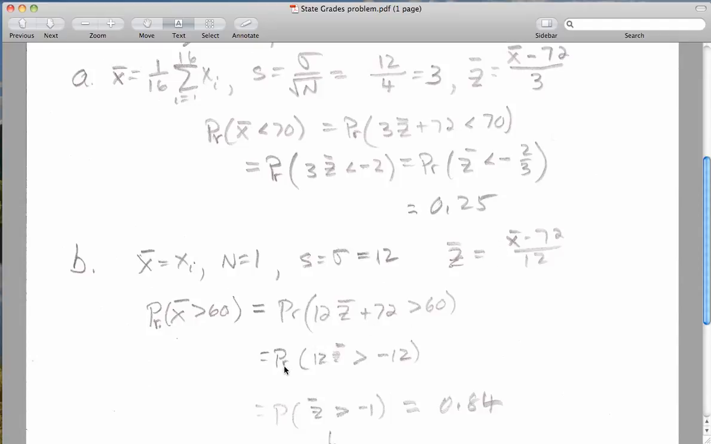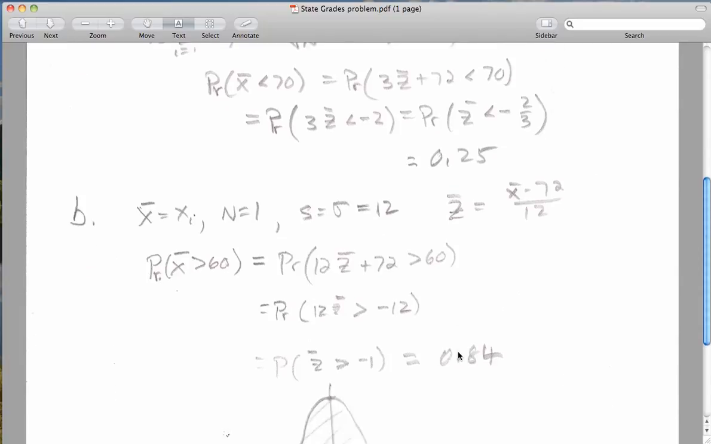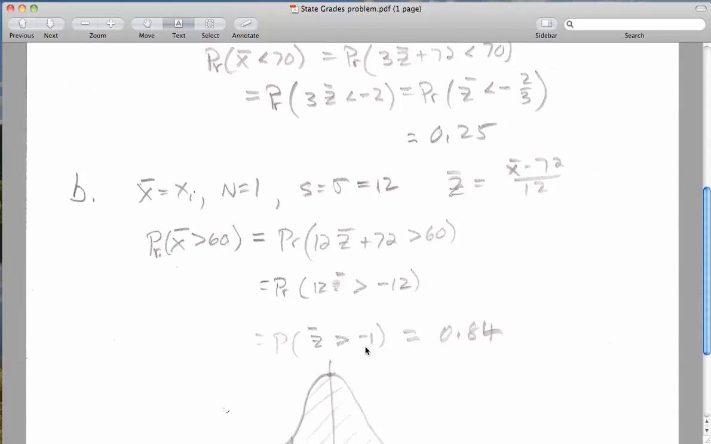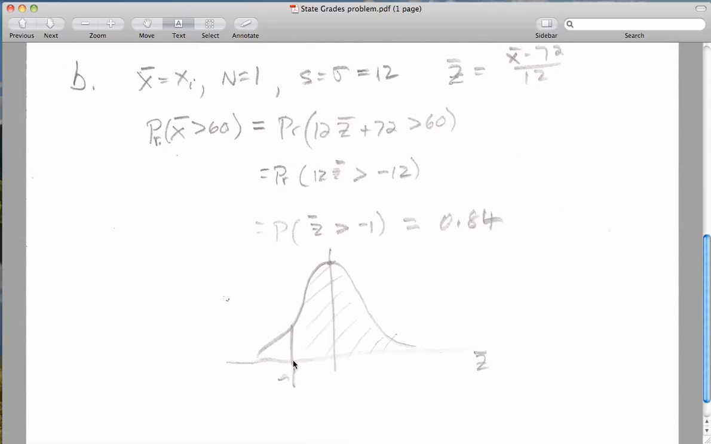Then this becomes the probability that 12z bar is greater than negative 12, or the probability that z bar is greater than negative 1, or 0.84. The probability that z bar is greater than negative 1. So I looked this up in the z table and got 0.84. So I hope this is right also, and talk to you next time.